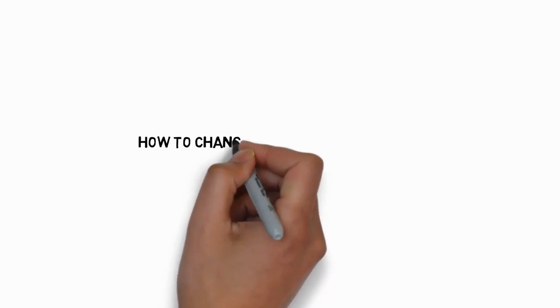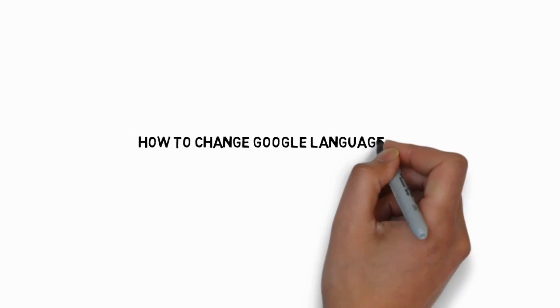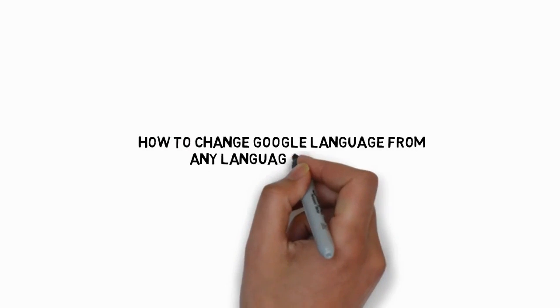How to change Google language from Western Frisian to English, or from any other languages to English.